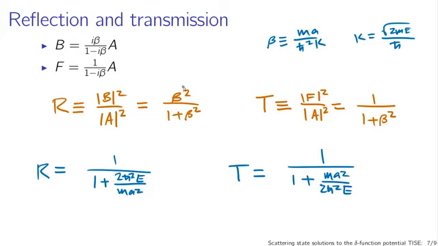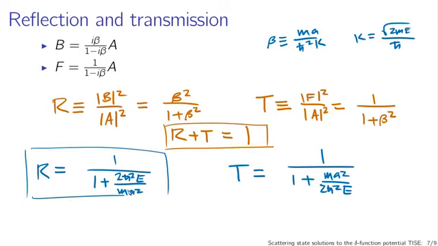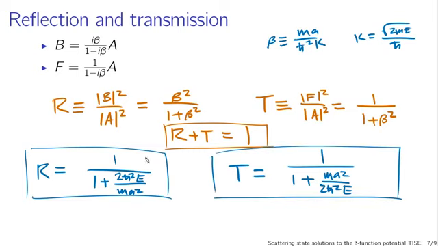So, looking at these two expressions, you can easily see that if I add the reflection coefficient and the transmission coefficient together, R plus T, I get 1. This is good. And if you look at my reflection and transmission coefficients in terms of the energy, if the energy increases here, the denominator overall increases, and our reflection coefficient gets smaller. So for higher energy incident waves, the reflection coefficient decreases.